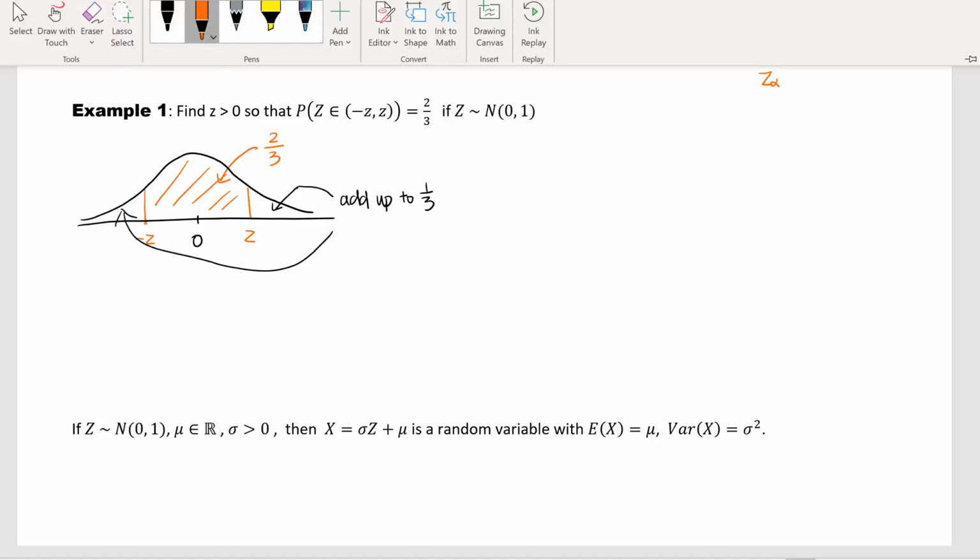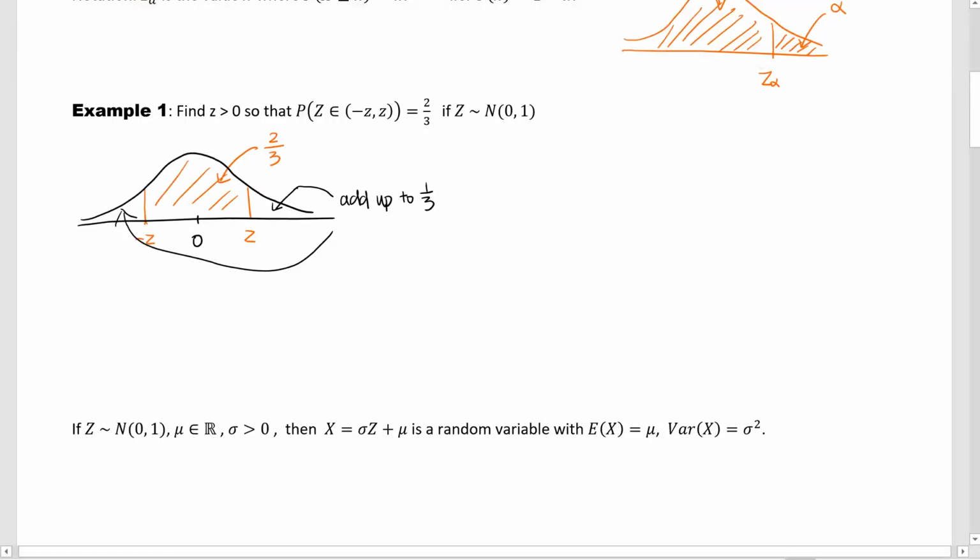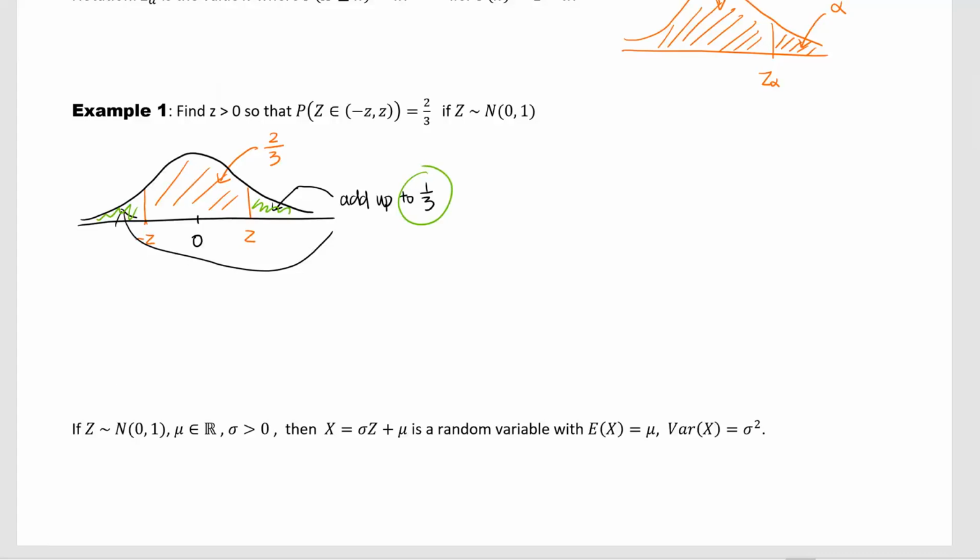Let me use a different color to denote that. So it's this piece and this piece. They add up to 1/3. Then how about each of them? Each has 1/6 because the areas are the same, right? So they add up together to equal 1/3. Then each of them has 1/6 as the area. Okay.